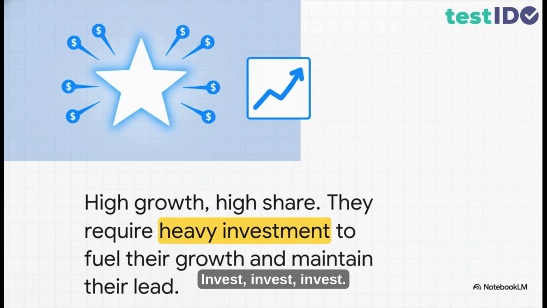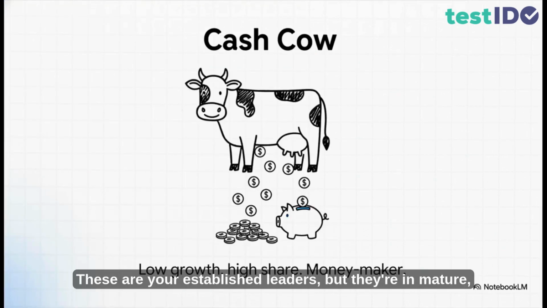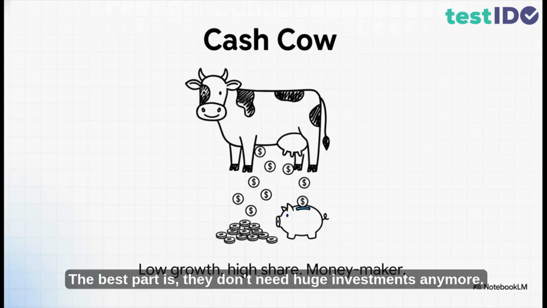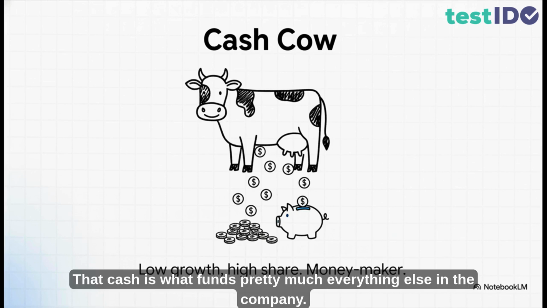Invest, invest, invest. Next up, everybody's favorite, the cash cows. These are your established leaders, but they're in mature, slow-growth markets. Think of a classic product everyone knows and just keeps buying. The best part is they don't need huge investments anymore, so they just generate a ton of steady, reliable cash. And this is crucial. That cash is what funds pretty much everything else in the company.